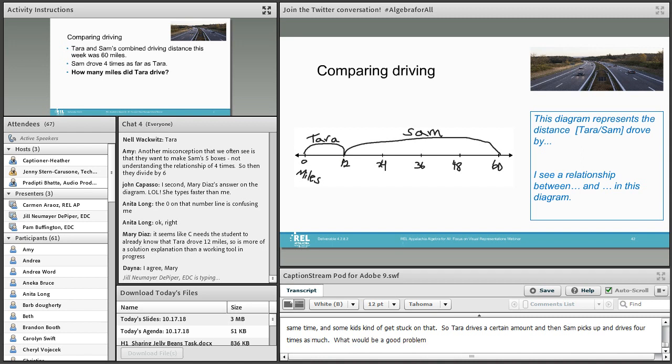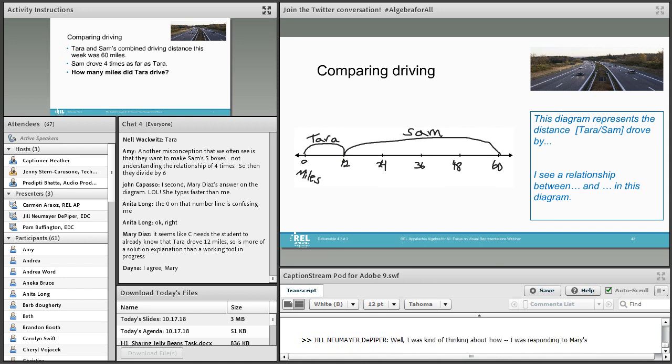What would be a good problem context, a richer problem, Jill, that would kind of explain this diagram? Well, I was kind of thinking about how, I was responding to Mary's comment, it's, in some ways, a solution tool that students need to have known, and they may be presenting their thinking differently with something like this because of what they may have had to know to get to the 12. That's different than in the tape diagram.